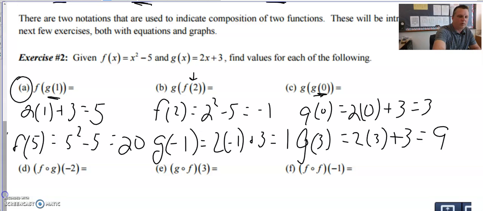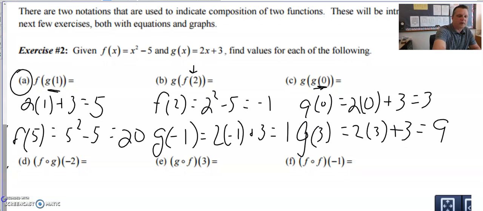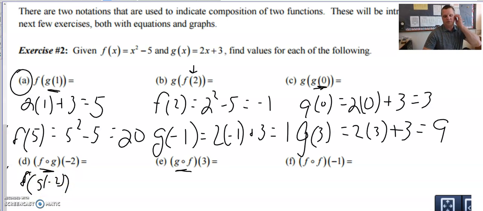And 3 more. Why don't you try these 3? Plug in first. Well, actually, I see there's something different. You see how it's f circle g? I call it fog and goof is what I call it. All it means is f of g of negative 2. It's the same exact thing. Don't do it alone, I'll help you.